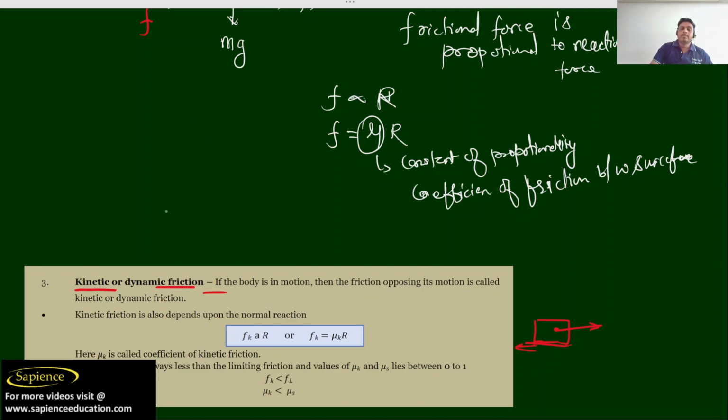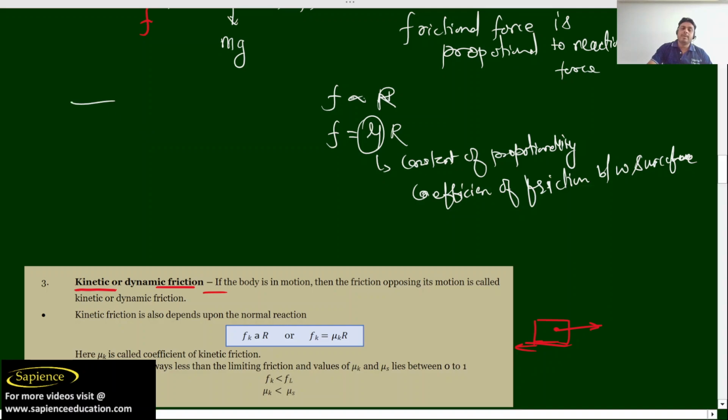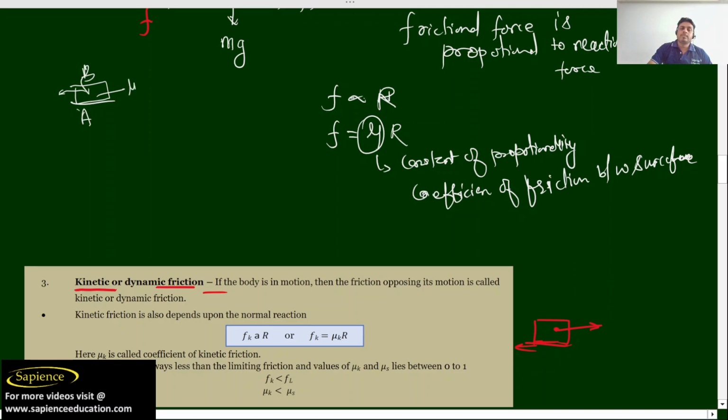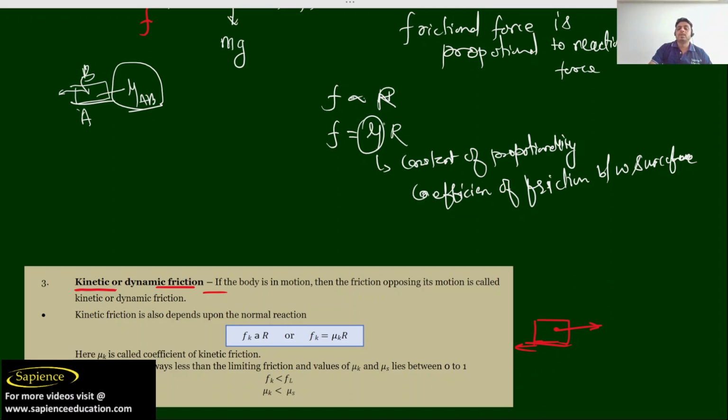The coefficient of friction will vary from one surface to another. For example, this is a surface A and this is a surface B. So the coefficient of friction between these two bodies will be mu AB. Okay, so F is equal to mu R.